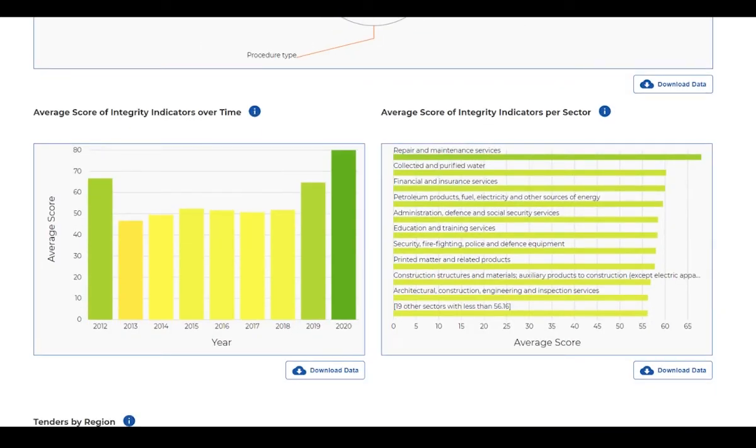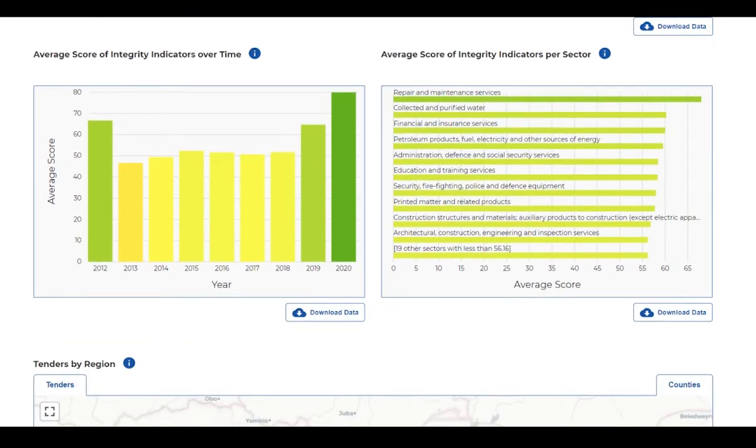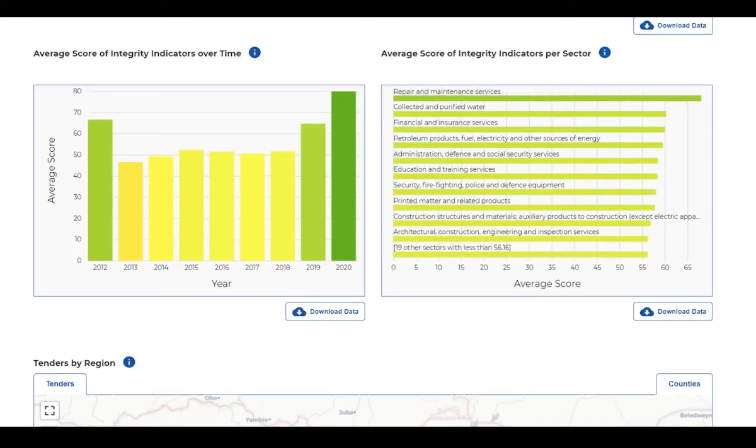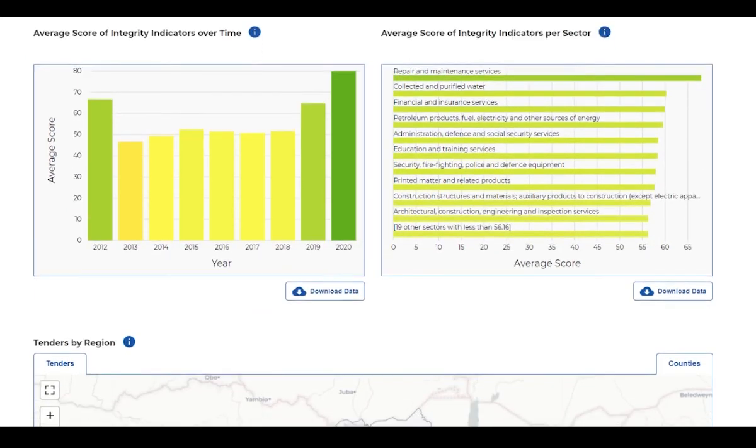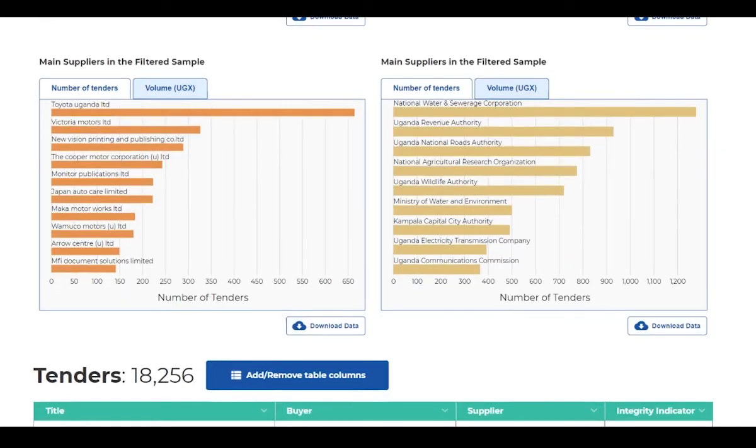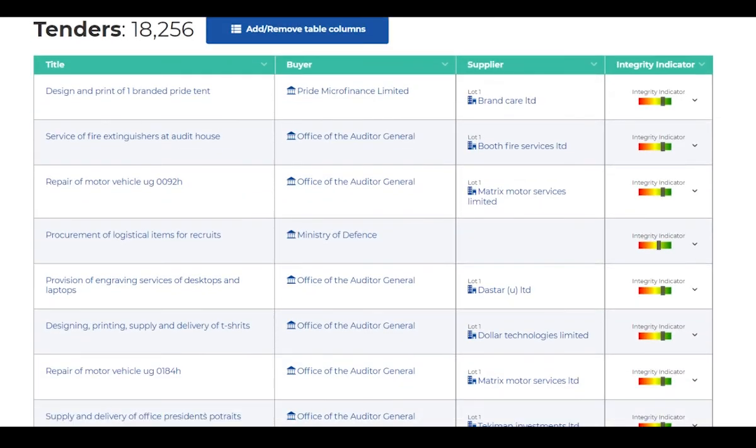Looking at the time series graph on the left, you can see how the integrity score changes over time. On the right-hand side, you see the sectors where these low integrity scoring tenders, this risky spending, is most prevalent. You can easily get a quick idea of what the highest risk areas of spending are in terms of sector, buyer, and supplier. And at the bottom, you can see how the integrity indicators play out for individual tenders. You can also rank them from high to low integrity or low to high integrity.